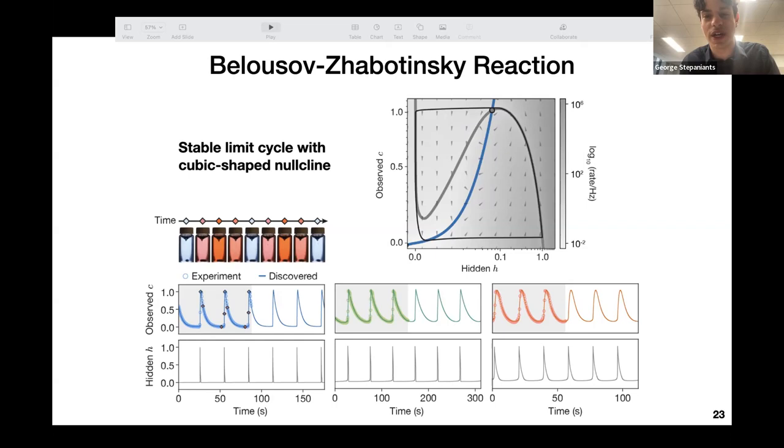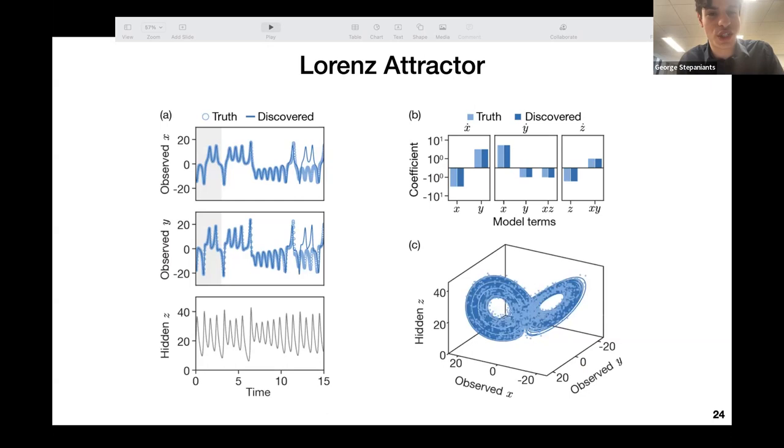And the last example, we also tested this on the classical Lorenz attractor to show that we can also use our approach for chaotic dynamics. So here what we did is we gave it two coordinates, the x and y coordinates of this three-dimensional system. And in fact, using the same approach as above, we were able to exactly learn the correct equations for the Lorenz attractor.